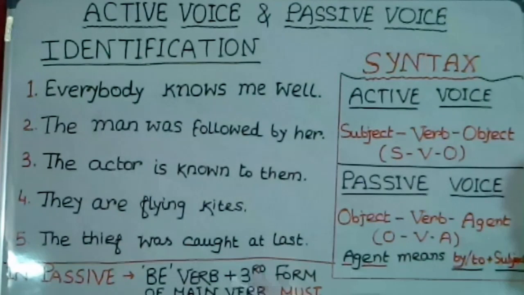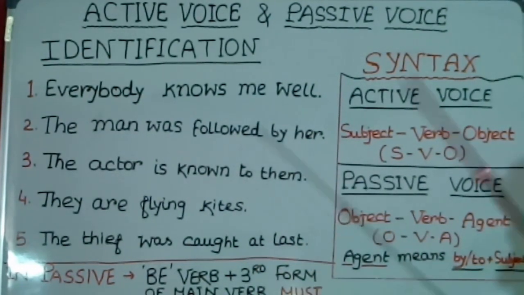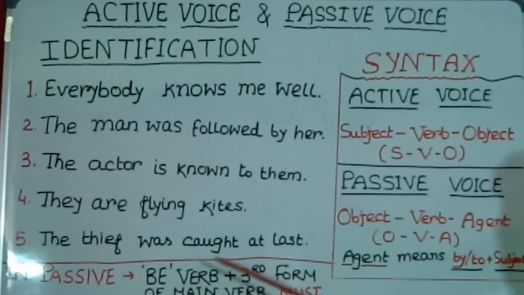So two things will be there in passive voice. But in active voice, you can find any one of these two, but you can never find both, the be verb and the third form of the main verb, in the sentence in active voice. But in passive voice, both will be there.